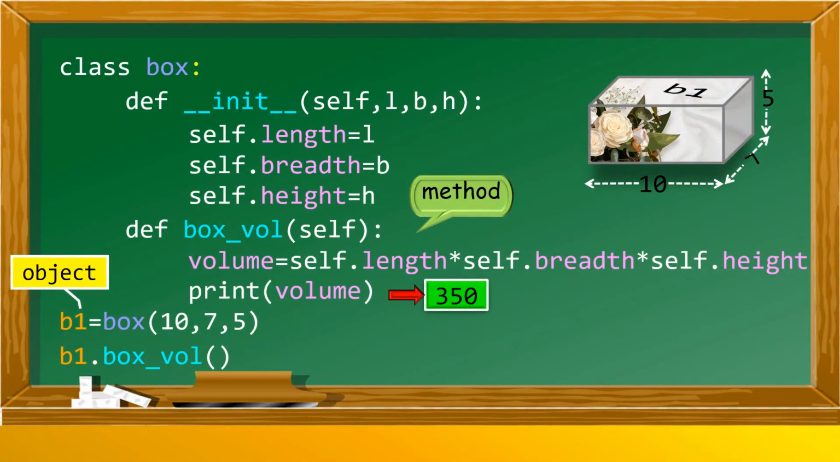You get the output as 350 because during the function call of box_wall, this method is executed where the volume is calculated. Volume is equal to self.length into self.breadth into self.height. That is 10 into 7 into 5. That will be the value of volume, and print volume gives the output as 350.